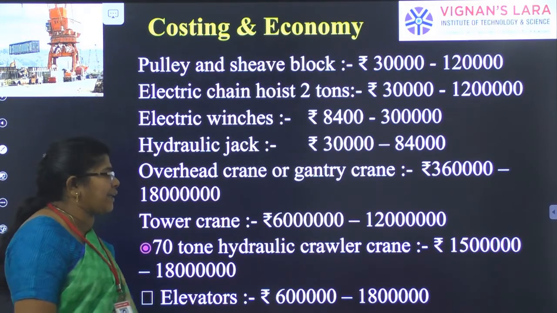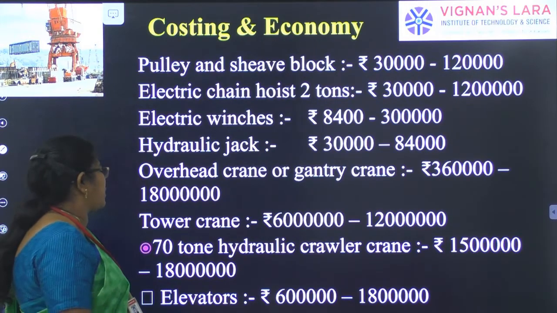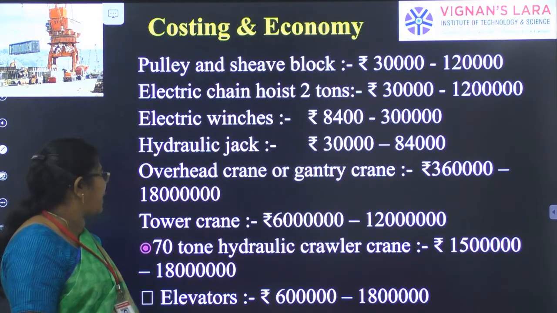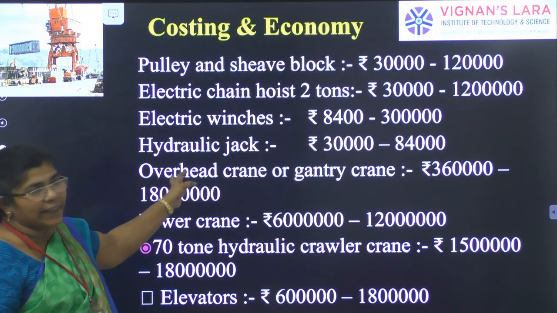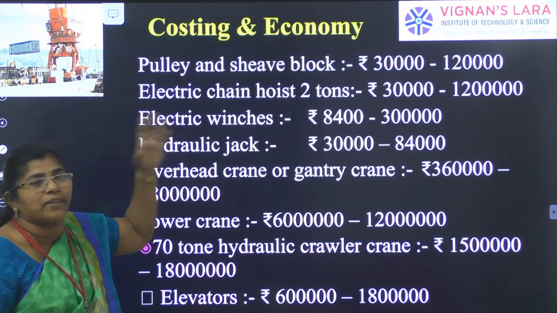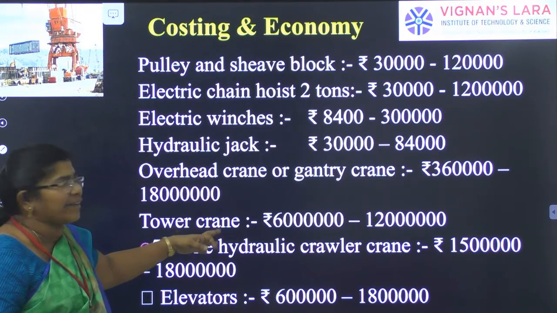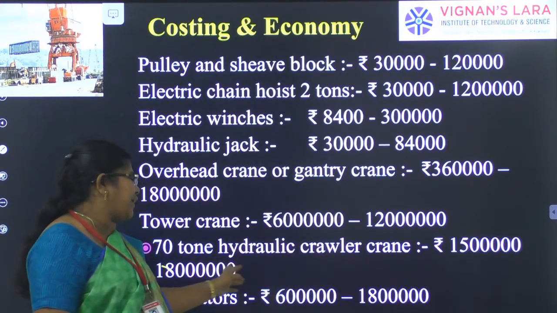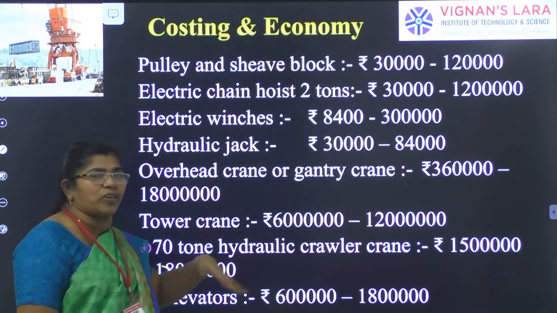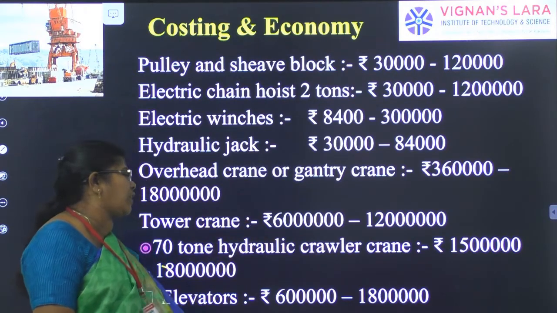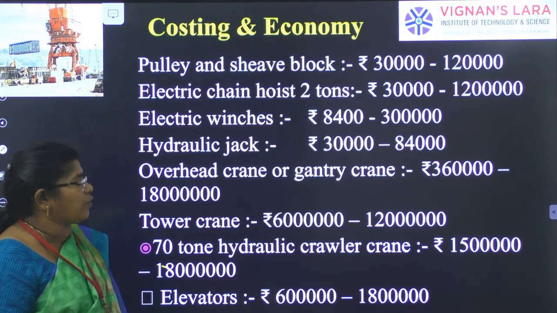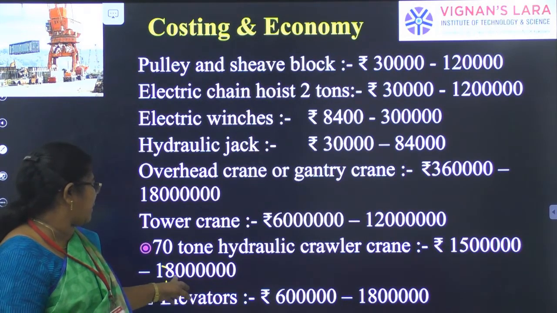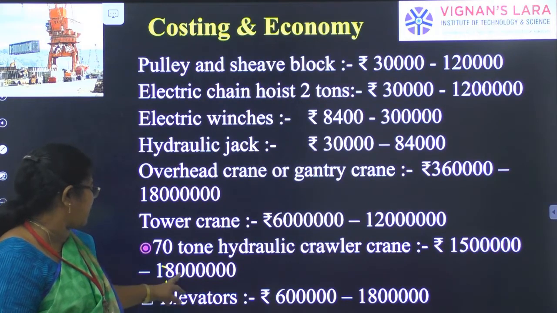Overhead cranes and gantry cranes will be 3,60,000 to 18,00,000, depending upon the gantry crane height and movement, horizontal and vertical. Tower cranes will be 6 crores to 12 crores. And a 17-ton hydraulic crawler crane, I told you just now it can be a wheeled type or a crawler type, will be 15 lakhs to 1 crore 80 lakhs. Right? 18 lakhs.